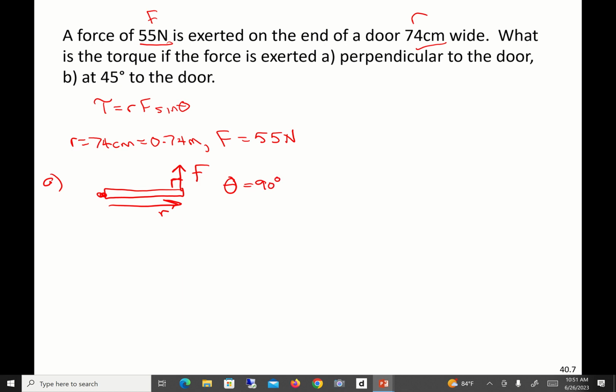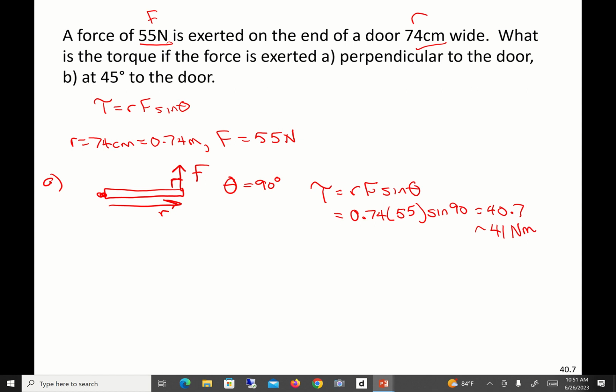Okay, so that's going to be easy. I'm just going to do torque is R F sine theta. So that's going to be 0.74 times 55 times the sine of 90. And the sine of 90 is 1. So if I do that, I get 40.7 or 41. And the units are Newton meters.